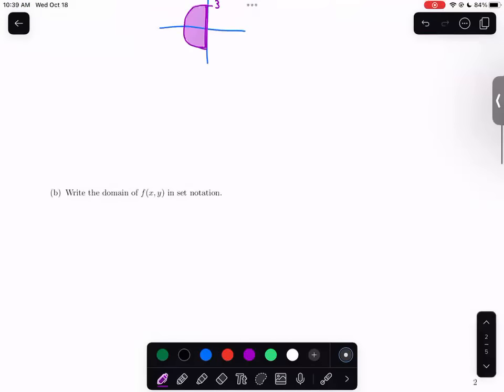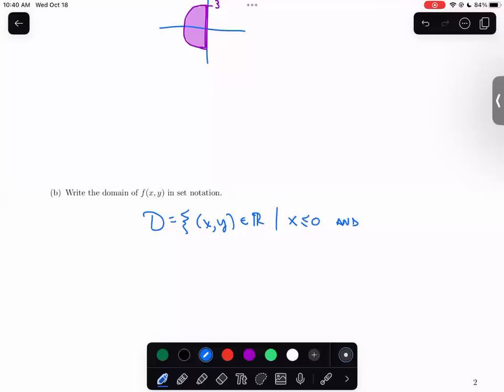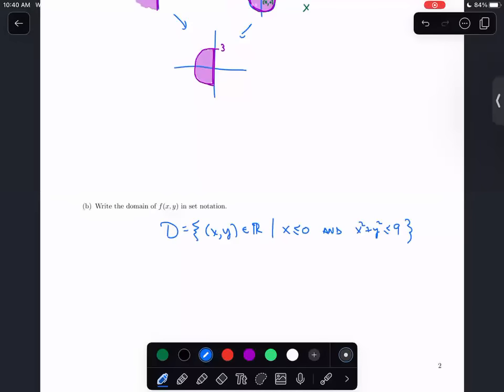We also saw in class that we can write this in set notation. So these are the x, y values in the real plane such that x is less than or equal to 0 and x squared plus y squared is less than or equal to 9. So again, for set notation, oops, forgot the R squared. You write, where do your elements of your set live? In this case, they live in the xy plane, R squared. And what conditions must they satisfy? Really, it's just going back to those two equations that we found by making sure that we're not putting negatives into our square roots.